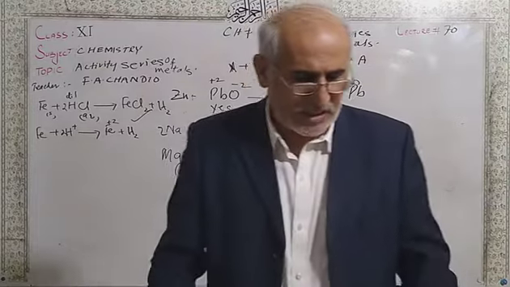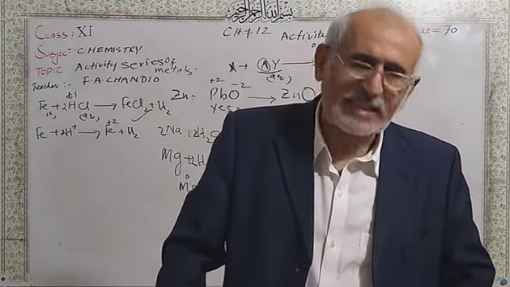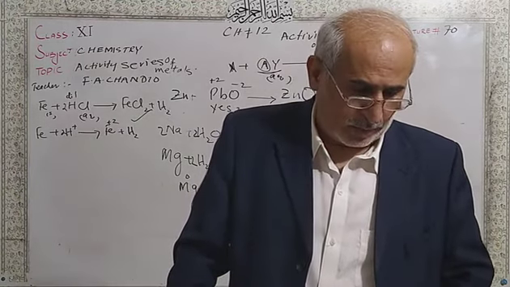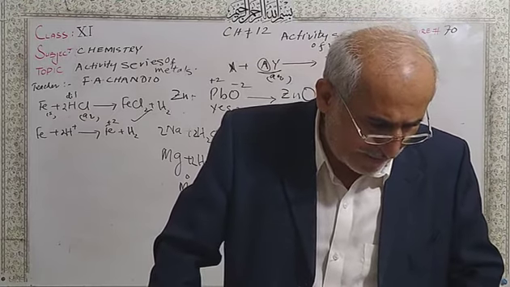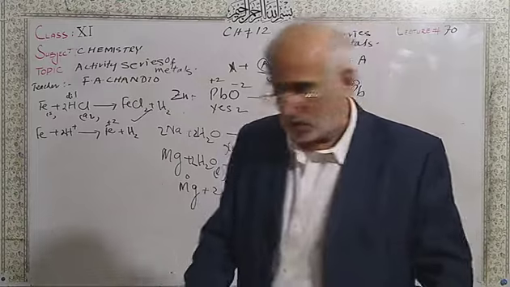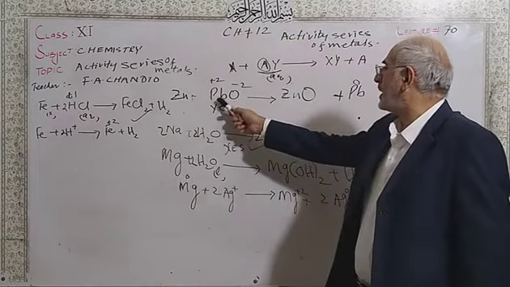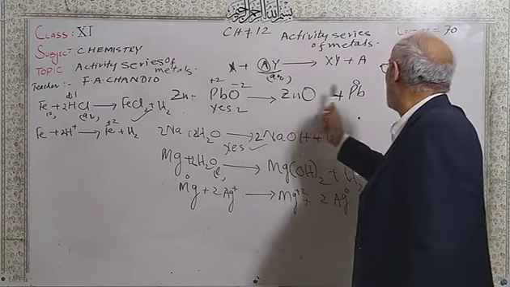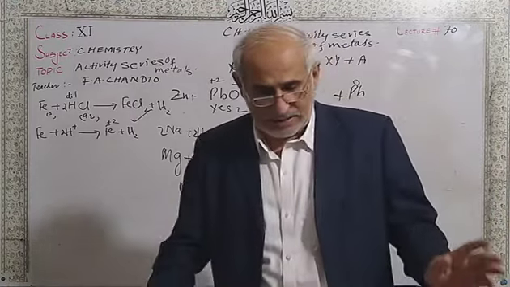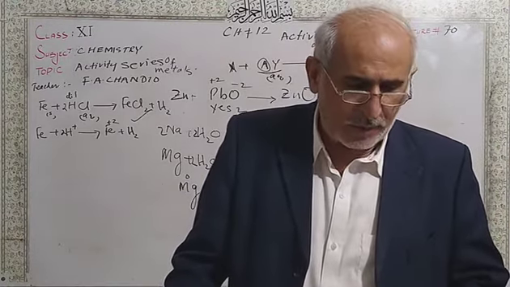If you see the activity series of common metals, zinc is present in the second group, metals of intermediate activity, and lead is present in the third, moderately active metals. So yes, this can happen. Zinc can displace lead ion, with lead reduction taking place and oxidation taking place in the zinc. So this is happening according to the activity series of the common metals.